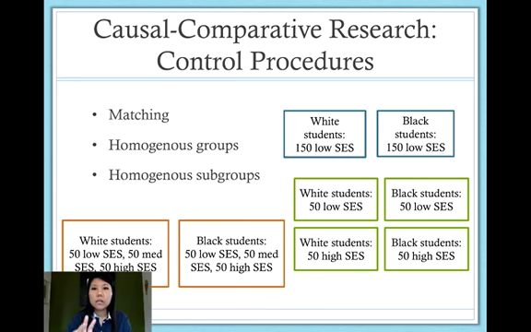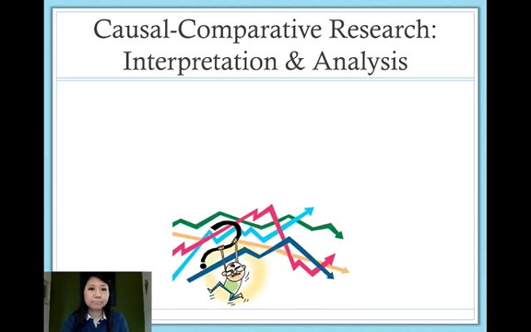Okay? So if you're going to do causal comparative research, you do want to think about control procedures, especially when you're looking at variables where past research has shown that there are other variables that contribute to that relationship.